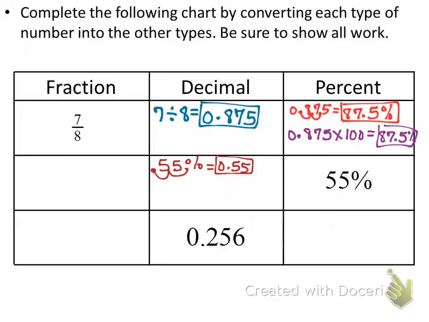Okay? What's another way I can change a percent to a decimal? Not times. Say it again. Divide. So you could also take 55% divided by 100, and you're going to get the same answer of 0.55.